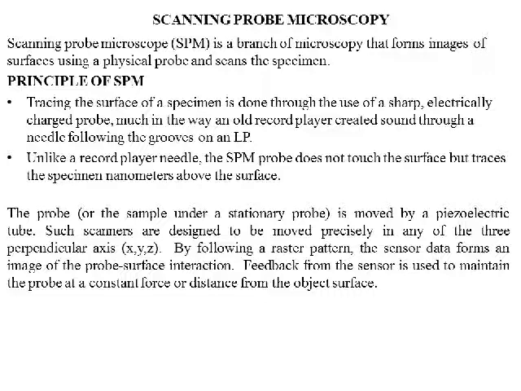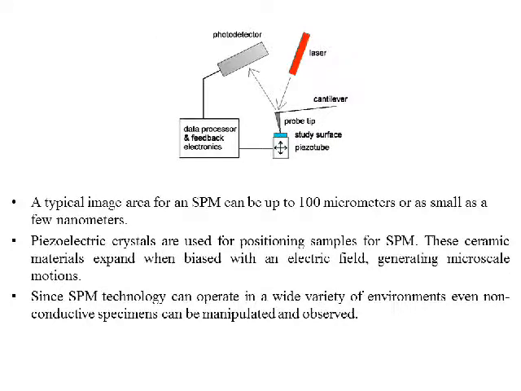Let us see now the figure. This is the figure of a scanning probe microscope. Here we can see a piezoelectric tube and the specimen surface, which is having irregularities, and a cantilever beam. Below the cantilever beam we have a sharp tip, that is the probe, and we have a photo detector, a data processor and feedback electronics. So this is the setup.